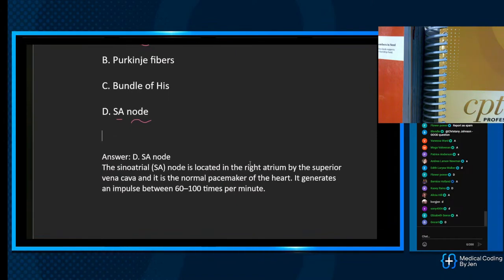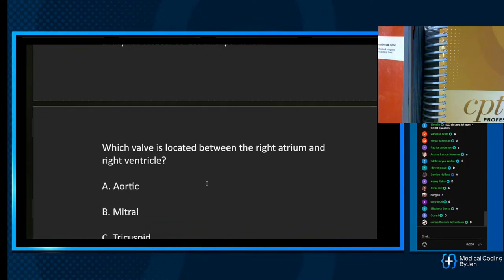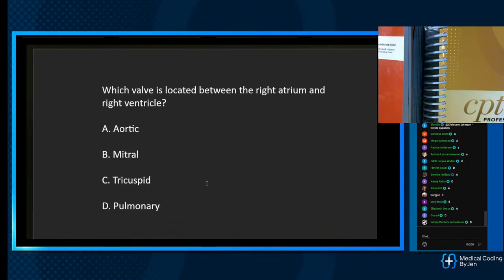SA node. SA node is our normal pacemaker. Which valve is located between the right atrium and the right ventricle?